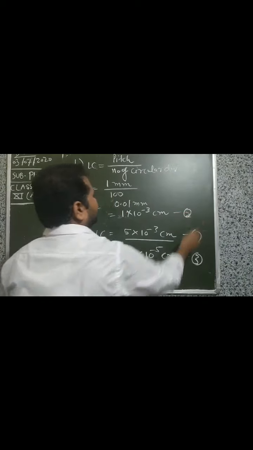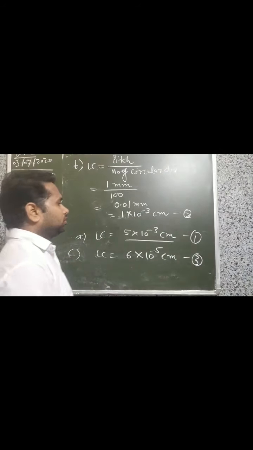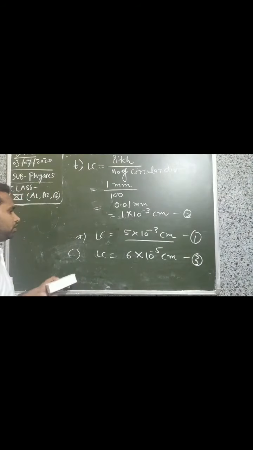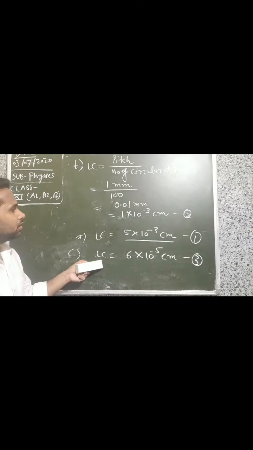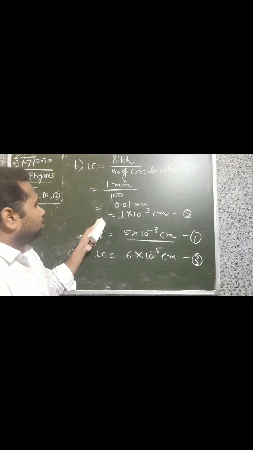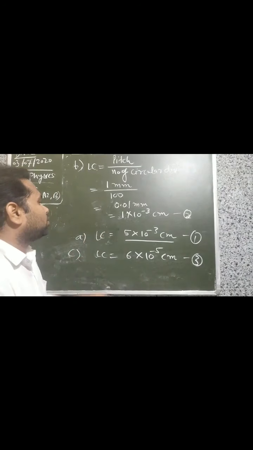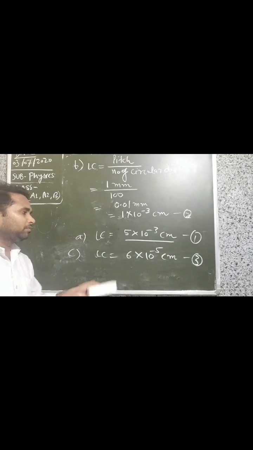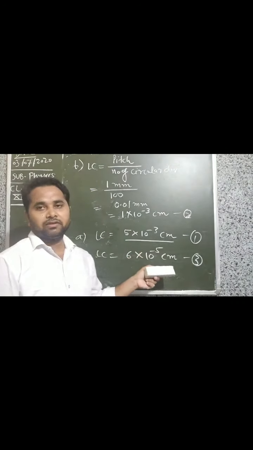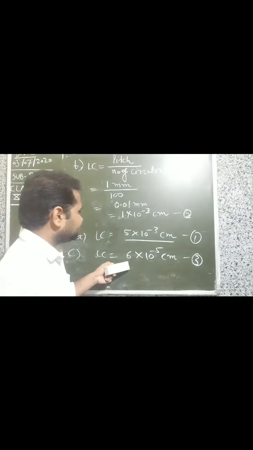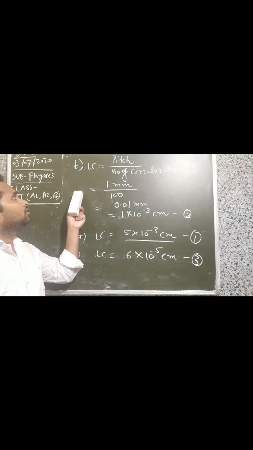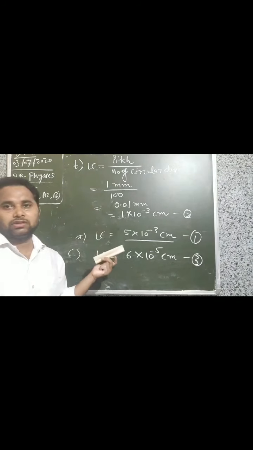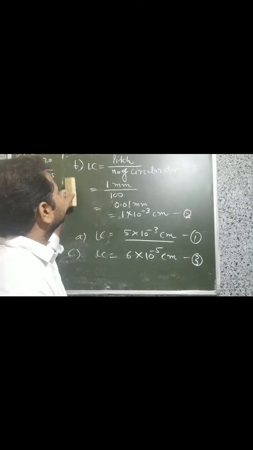This was second. So from 1 to 3, you can see that the least count of the optical instrument is minimum, because it has 10 power minus 5. So it is more precise than Vernier calipers and screw gauge. So this is the solution of this question.